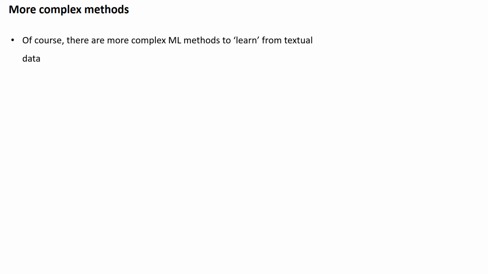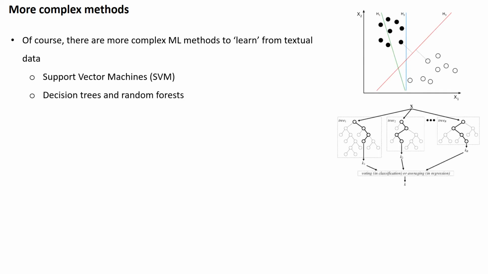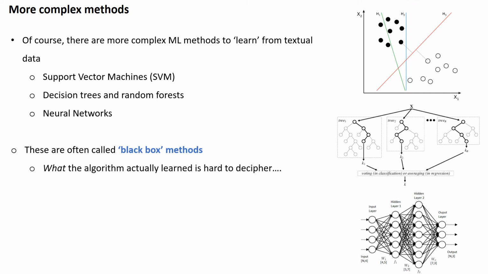So, very popular are the support vector machines, the decision trees and random forests, and of course the neural networks, which are based on the way our brain learns and works. All of these methods are called black box methods or models. Why is that? Well, it's because the algorithm learns a lot of complex interactions from the data, but it's very hard to decipher what the actual decision process within the model looks like.